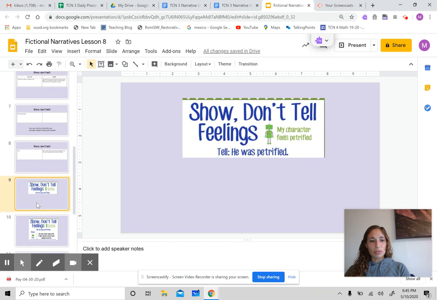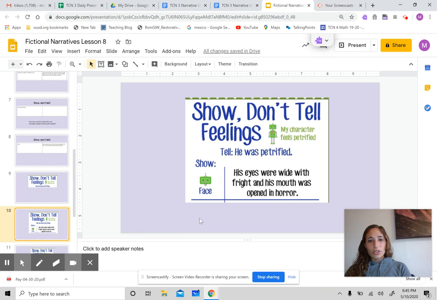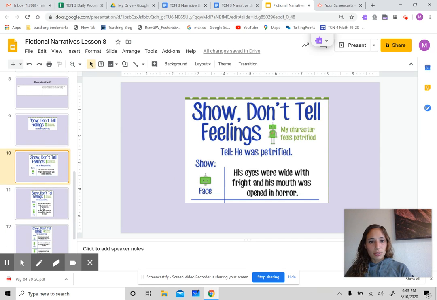So here's a couple steps you can try. First, you want to think about maybe what the face looks like on the character. Let's read to see what this example says. His eyes were wide with fright, and his mouth was opened in horror. Do you see how that's a lot more descriptive than he was petrified? But you can even do more.